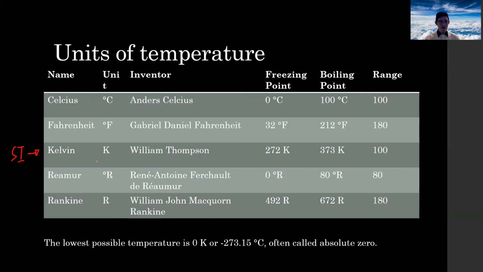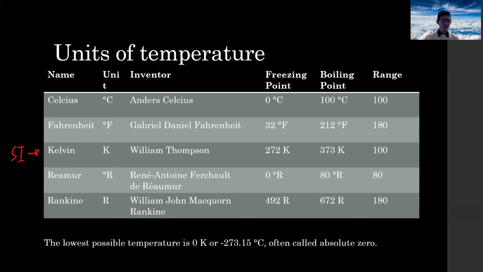Next, we have Réaumur. Pay attention to the unit, and don't confuse it with Rankine. The inventor of Réaumur is René Antoine Ferchault de Réaumur. With a freezing point of 0 Réaumur and boiling point of 80 Réaumur, the range is 80. And lastly, Rankine. The inventor is William John Macquorn Rankine. The freezing point of water is 492 Rankine, the boiling point of water is 672 Rankine, and the range is 180.